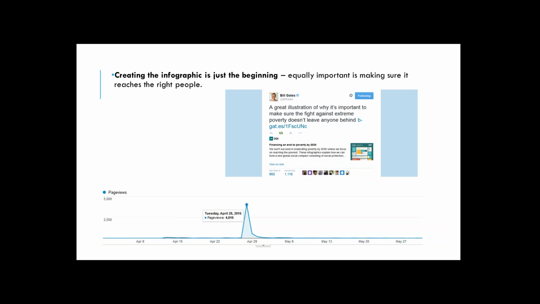And this is my favorite example from ODI. So the narrative infographic that I just showed you, if you look at the graph along the bottom, you can see, well, you can't see all the numbers, but basically it didn't get more than 100 views on our website on any particular day. And then one day Bill Gates tweeted about it and our page views rocketed up to just over 4,000 and then went back down again. So that's the kind of impact that making sure that your infographics are being picked up by people with tons of Twitter followers or influencers in your sector can have.